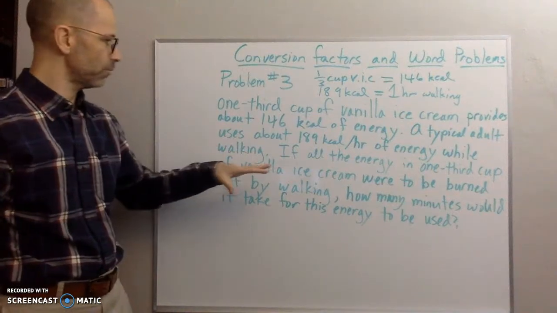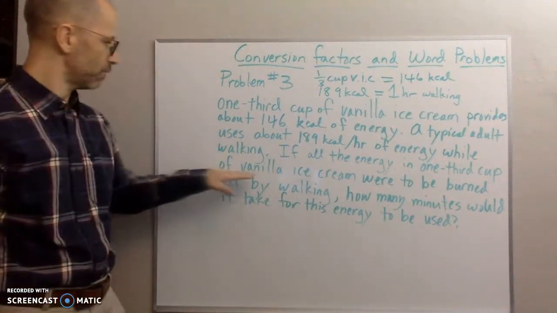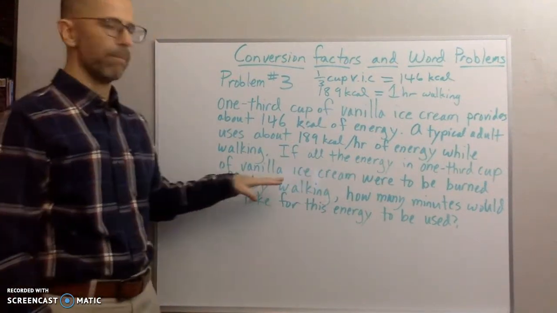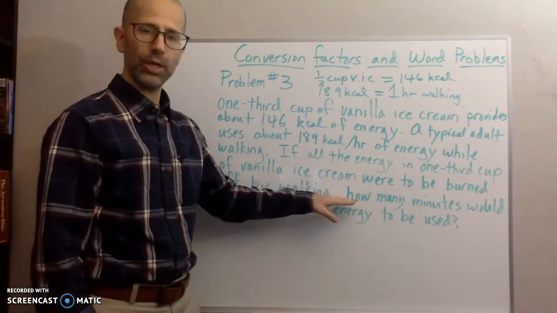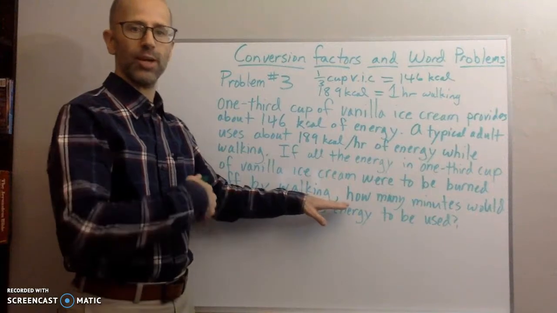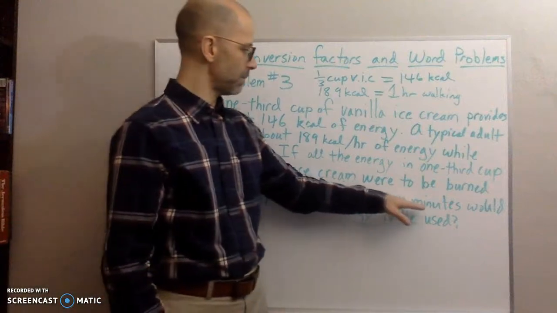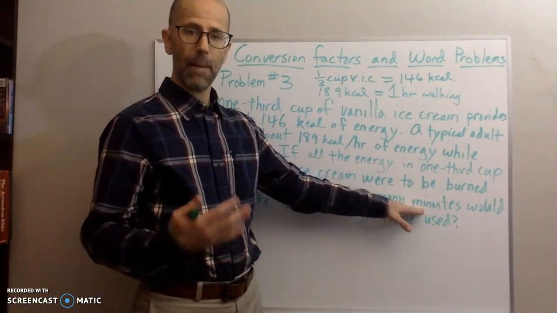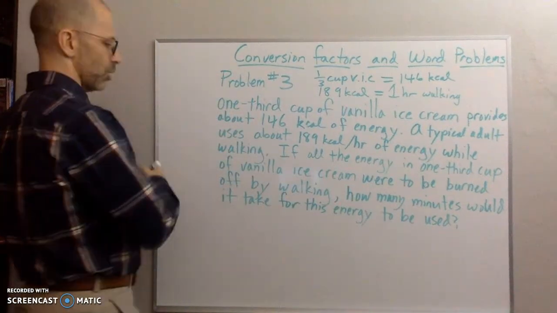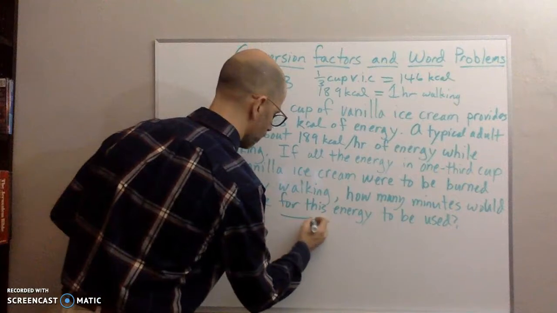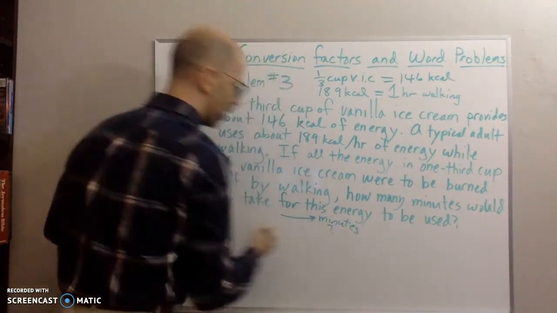So keep reading. We're going to get to the question. It says, if all of the energy in 1/3 cup of vanilla ice cream were to be burned off by walking, okay, so they're setting up the scenario. Now we get to the question. Remember, the beginning of the question, where it starts off with how much, is going to tell you where to end. So it says how many minutes, okay, so that's where we need to end. The number of minutes. So I'm going to write the arrow here. We need to end in minutes.